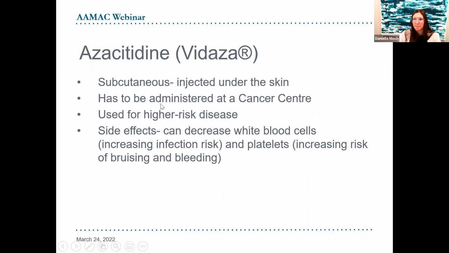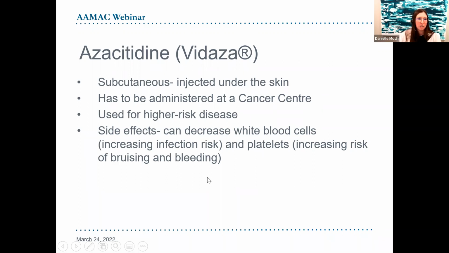It is used in higher risk disease, and some of the side effects can decrease white blood cells and platelets. So you can have an increased risk of infection and an increased risk of bleeding. And for patients who do get this treatment, it's not the most comfortable.